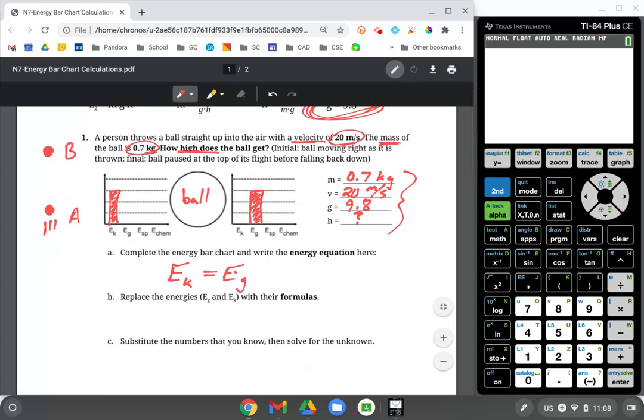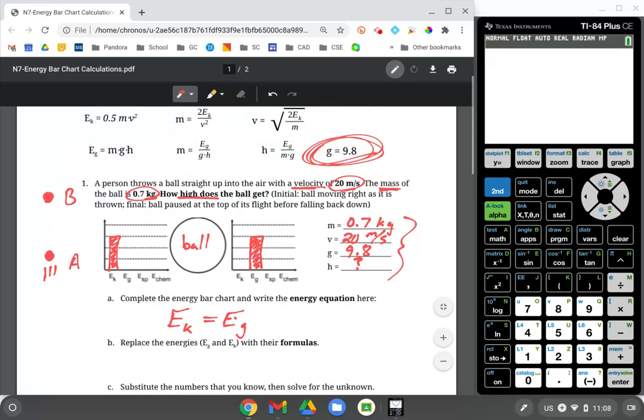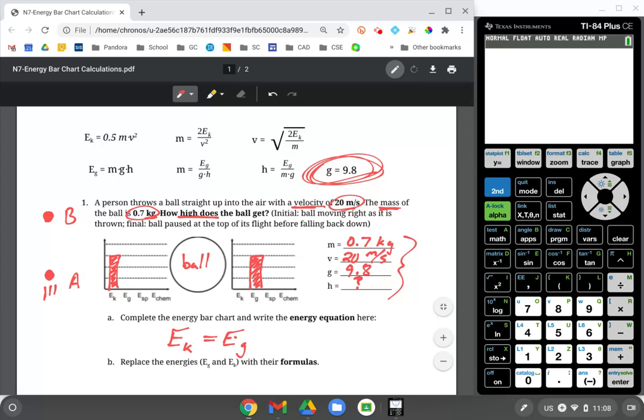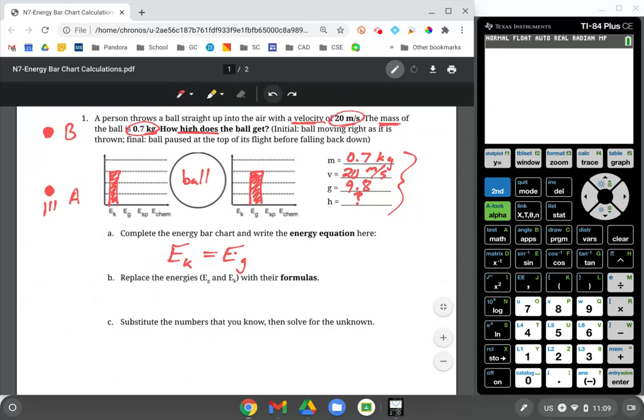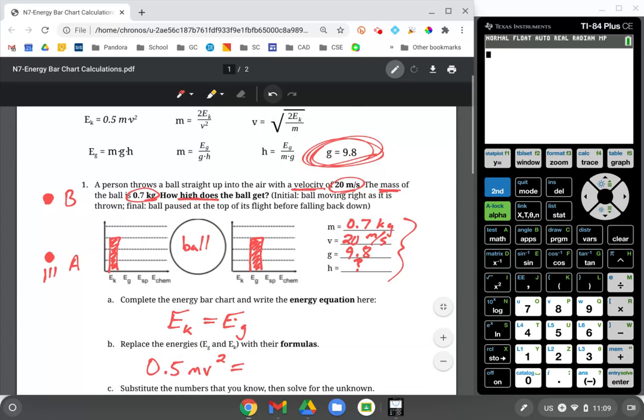So now in part B, it says to replace the energies with their formulas. So I'm going to go to the top and look for an EK formula. The one that I see is this one. And so the EK formula needs to go in for this side, and then the EG formula needs to go for the other side. And so what that looks like is 0.5 times mass times velocity squared. That is the EK equation. And then M times g times h is the EG equation.